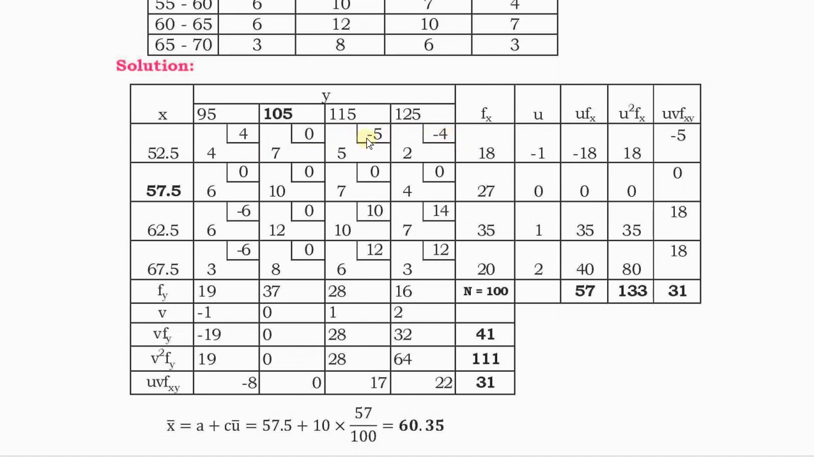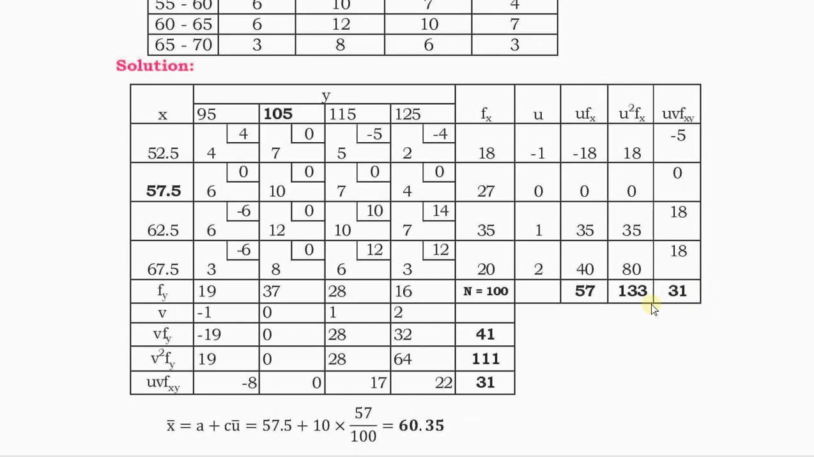So minus 5 minus 4 is minus 9. Minus 9 plus 4 is minus 5. Next one will be 0. Next 10 plus 14, 24. 24 minus 6, 18. 12 plus 12, 24. 24 minus 6 is 18. So 18 plus 18 minus 5, 36 minus 5 is 31.